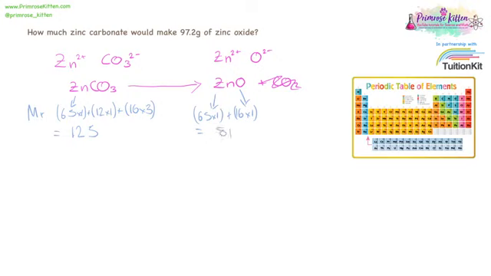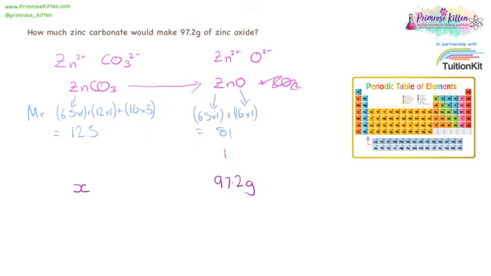So that tells us that if we had 125 grams of zinc carbonate, we would make 81 grams of zinc oxide. But we do not want to make 81 grams of zinc oxide. We want to make 97.2 grams of zinc oxide. And we need to find out how much zinc carbonate will make that much zinc oxide.